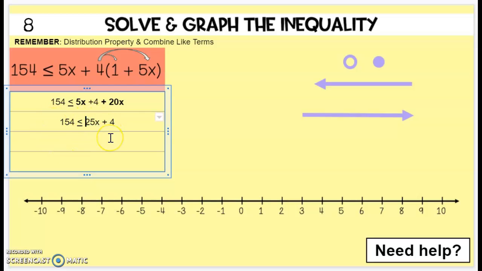Then you have the 25 multiplying the variable, so 25 times x. Since it's multiplying, you're going to do the inverse operation of dividing, and then you're going to divide by 25 on both sides, and at that point, you will have your answer. And then you're going to go ahead and graph that.